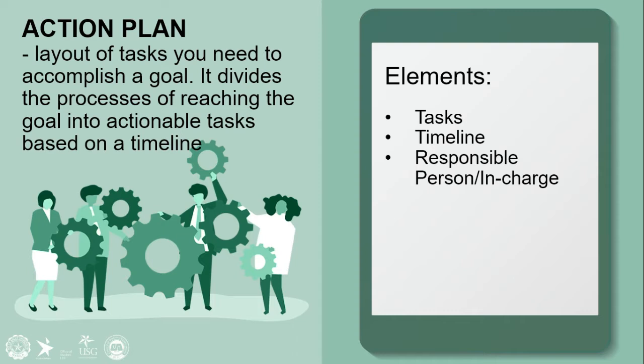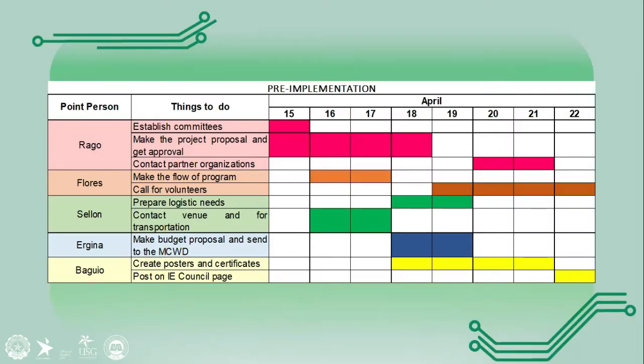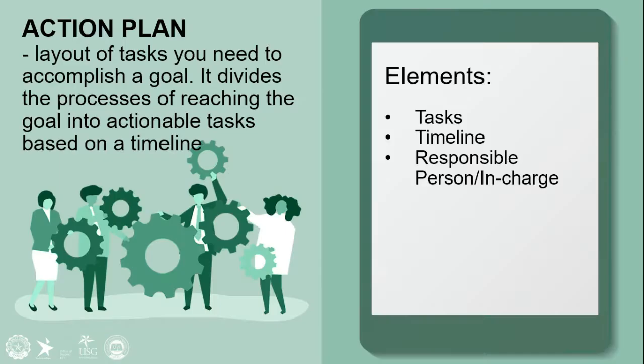So what are the key elements of an action plan? You have here the tasks, timeline, and responsible person, or in charge. These are the 3 important things when you do an action plan. I'll show you an example of an action plan. It's simply assigning who does the work and what are the things to do. This is just a pre-implementation example, and the combination is the Gantt chart. What is the timeline given? So I'll share now an Excel file on how we do an action plan. For a certain project, there are also 3 processes you need to face.